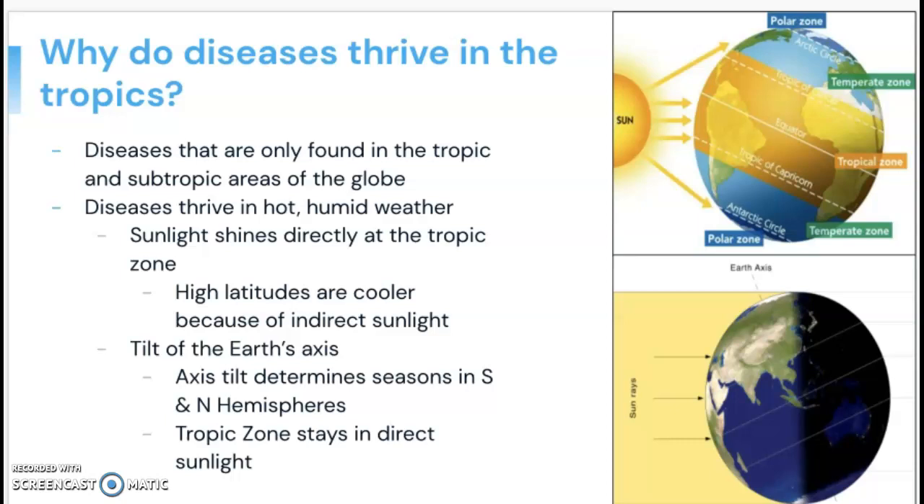This tilt basically creates the opposite seasons in the northern and southern hemispheres. But since tropics have less of an angle away from the sun and more direct sunlight than the poles do, the climate there is less severe and more consistent between seasons, which allows diseases to thrive all year long.